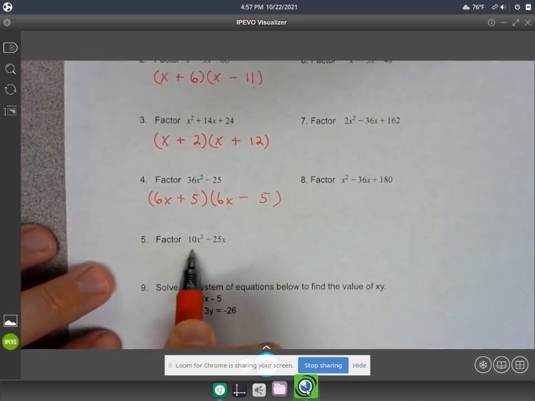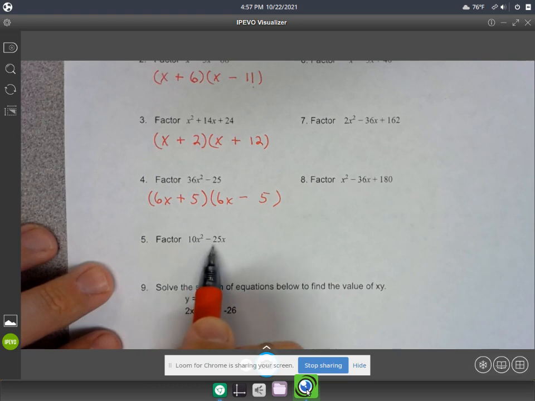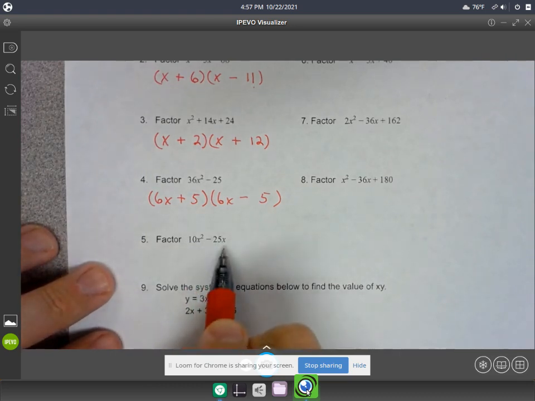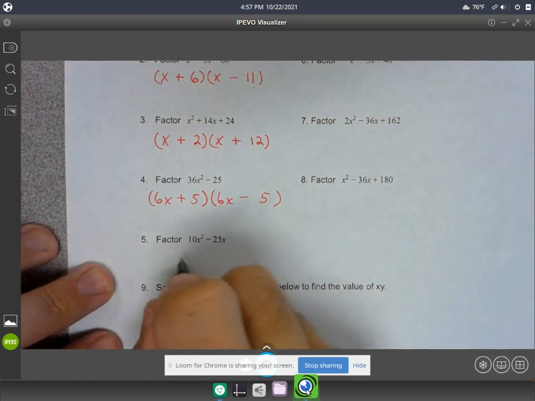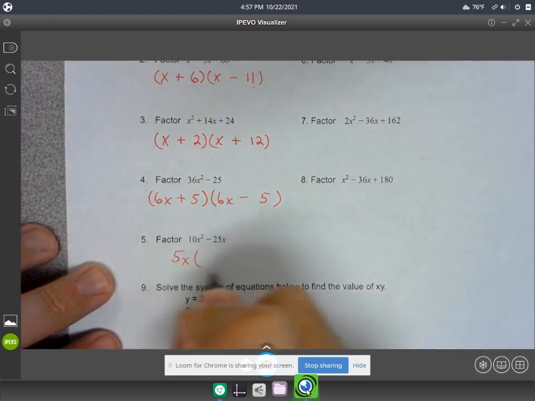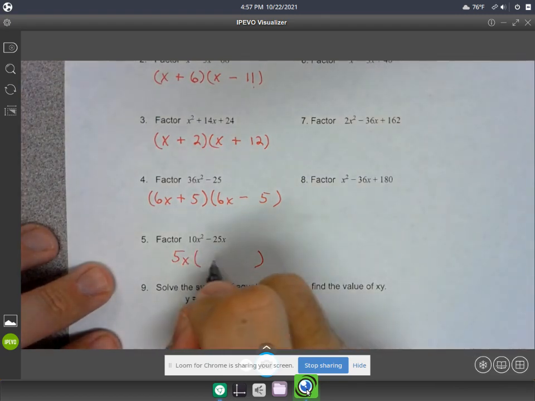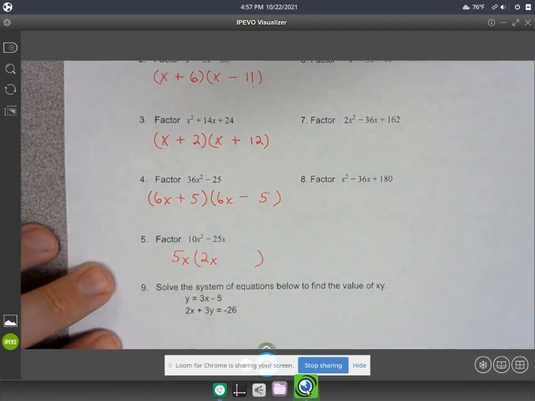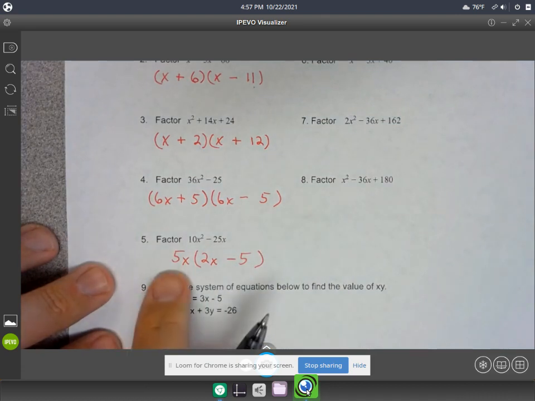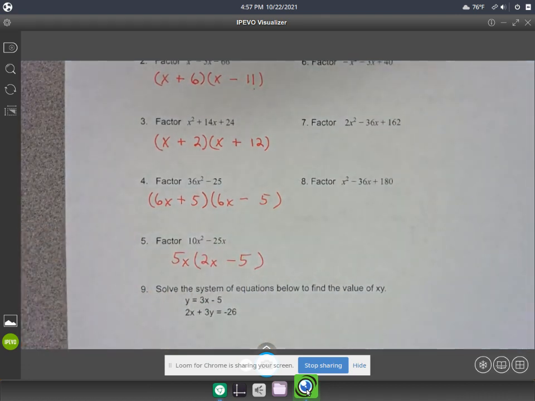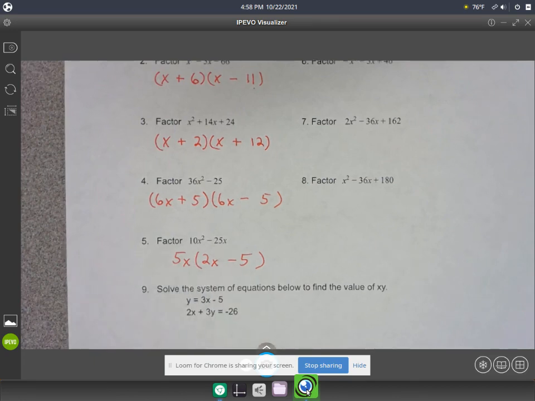Number 5, this one is only a GCF. Okay. So these have a 5 and an x in common. So I'm going to factor out a 5x. And then this 10x squared is going to become a 2x. 5x times 2x is 10x squared. And then minus 5. 5x times 5 is 25x. And that's it. All right, we started with something to the second power, and we broke it down into two linear factors. All right, x to the first power, x to the first power.